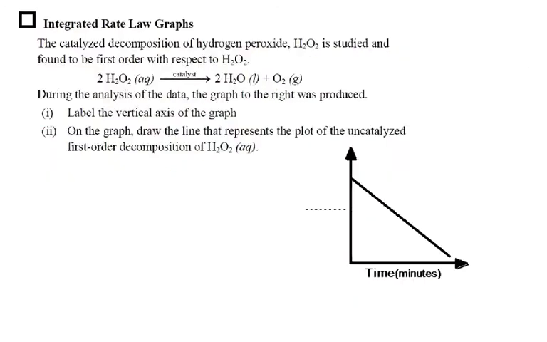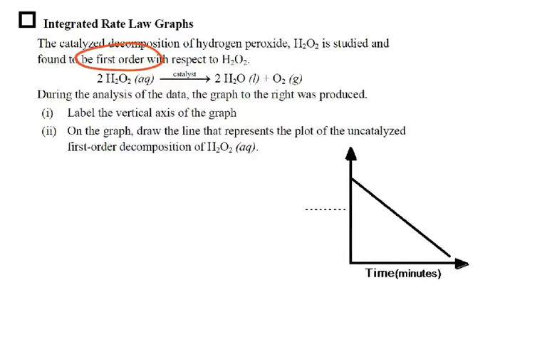Okay, the second part. The integrated rate law of hydrogen peroxide. The catalyzed decomposition of hydrogen peroxide is studied and found to be first order. Again, that's important, first order. During the analysis of the data, the graph to the right was produced.